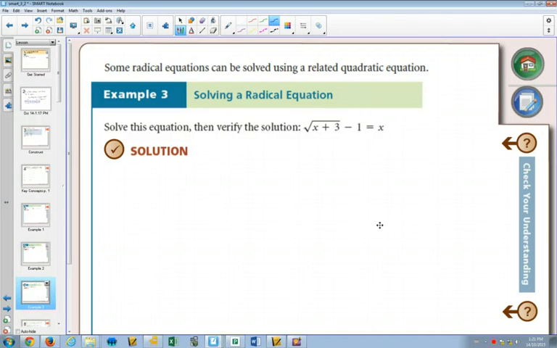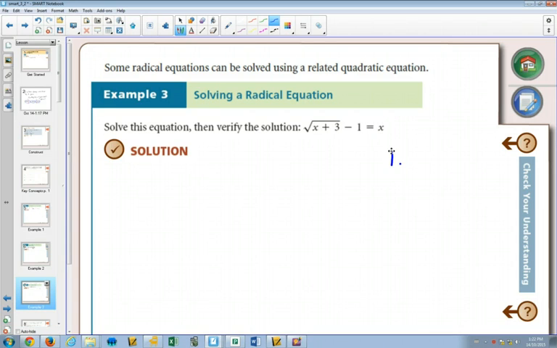So here we have a radical equation. This is coming up because this is on our test tomorrow. Radical equations, how do we solve them? We have to first, what was the first step in a radical equation? Get the square root by itself, right?